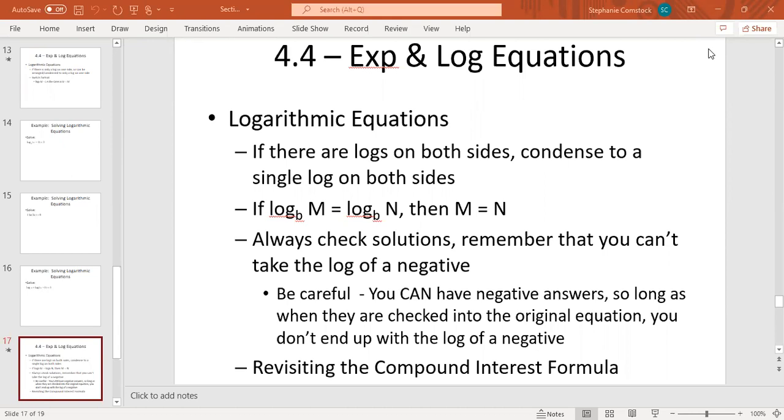Now, what's going to happen is you are going to need to condense one or both sides down into a single log, okay? So very similar to the rule that we had with the exponentials where they had the same base, and we get rid of that and just look at the exponents. We have a similar rule in logs. We have log base b of m equals log base b of n. We can get rid of the log base b part, and we have m equals n.